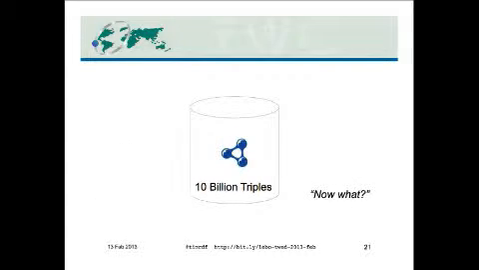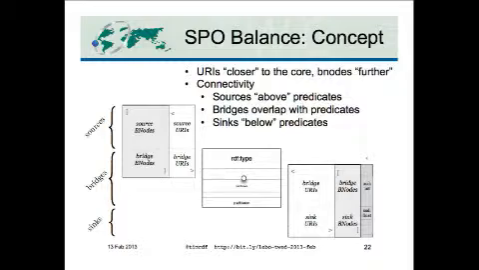So back to the question, 10 billion triples. Now what do we do? The BTE is one way that we can solve the problem by quadrupling the number of triples we have. The second is much more of a summary technique than the explosion technique of the BTE.